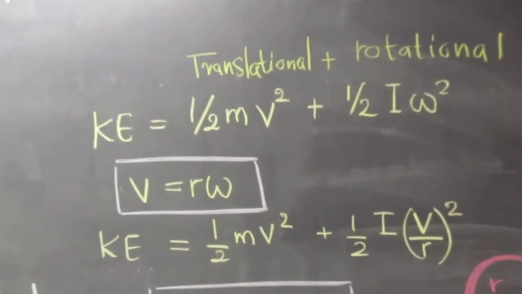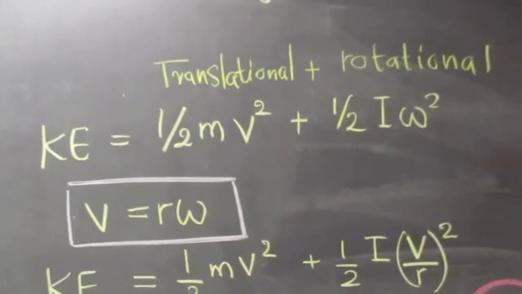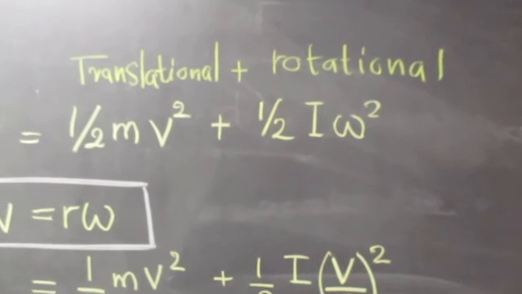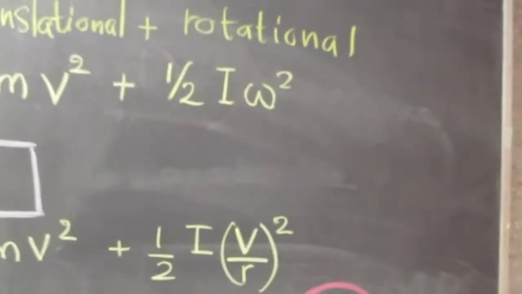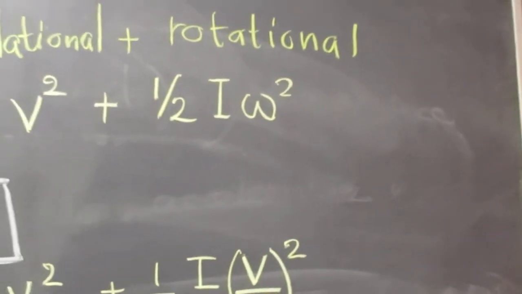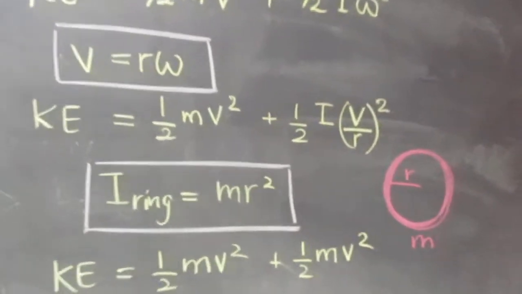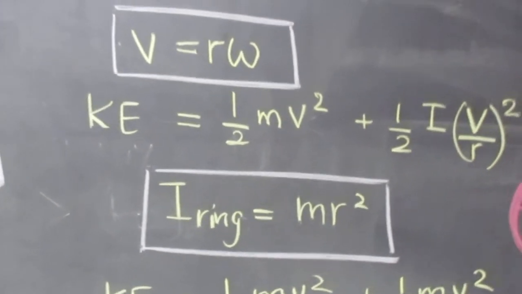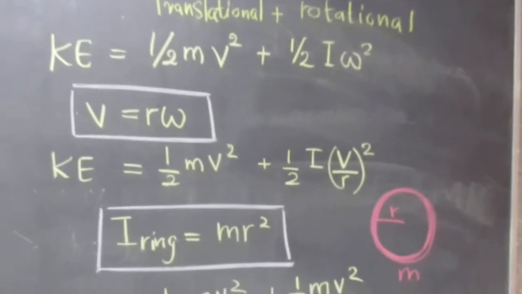1/2 mv squared, the translational kinetic energy, that's the object moving on the incline, and rotational kinetic energy, that's the object rotating. So I is the moment of inertia, omega is going to be your angular velocity, and we are going to use the moment of inertia of a ring, I ring equals mr squared, and conservation of mechanical energy, to predict our final velocity.